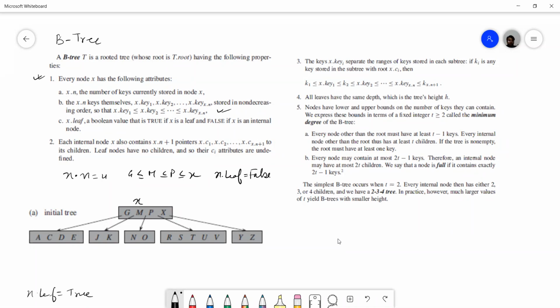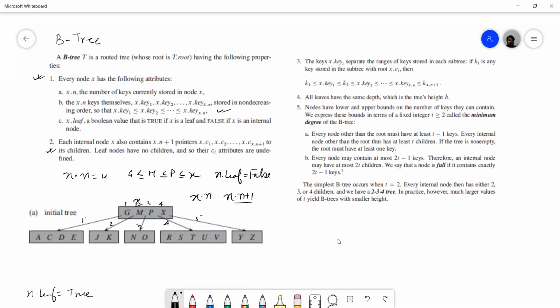Now the second property says that each internal node contains n plus 1 pointers. Suppose how many keys are there? 1, 2, 3, 4. So 5 pointers. So if the number of keys is x dot n, the number of pointers is what? x dot n plus 1. It is the same.